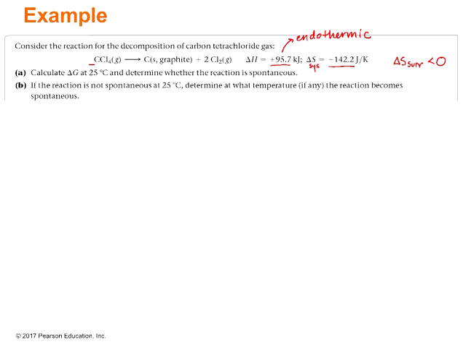Now in part B, if the reaction is not spontaneous at 25 degrees Celsius, determine at what temperature, if any, the reaction becomes spontaneous.